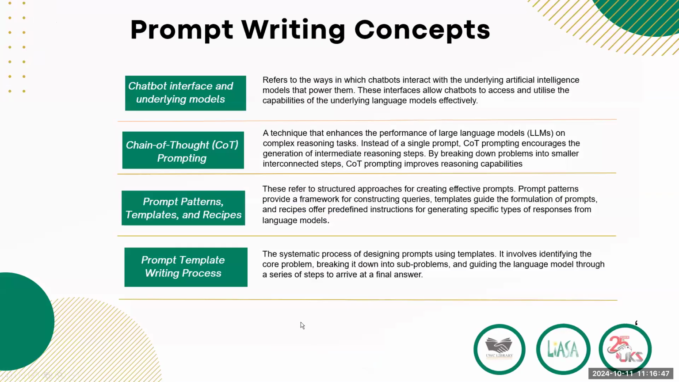Okay, then, so just once again to reiterate, you've got the chatbot interface, what we just went through. Chain of thought prompting, which we'll go into a little bit more detail now, basically is the process of breaking down your prompt into various steps, or asking the AI to respond in a step-by-step manner.